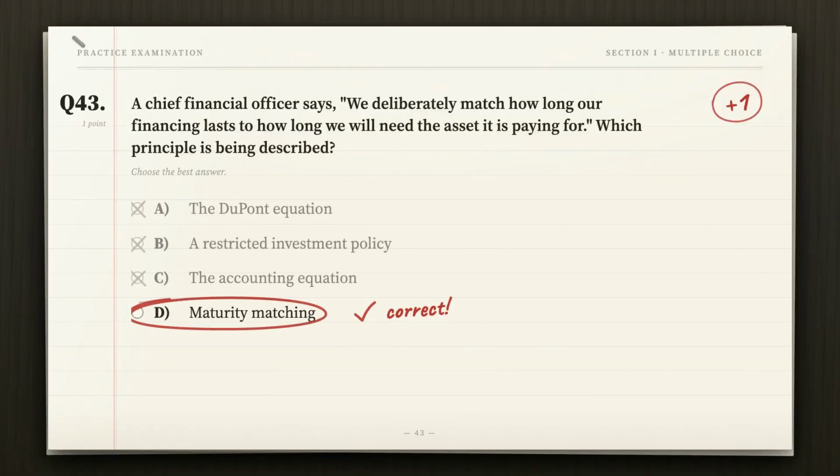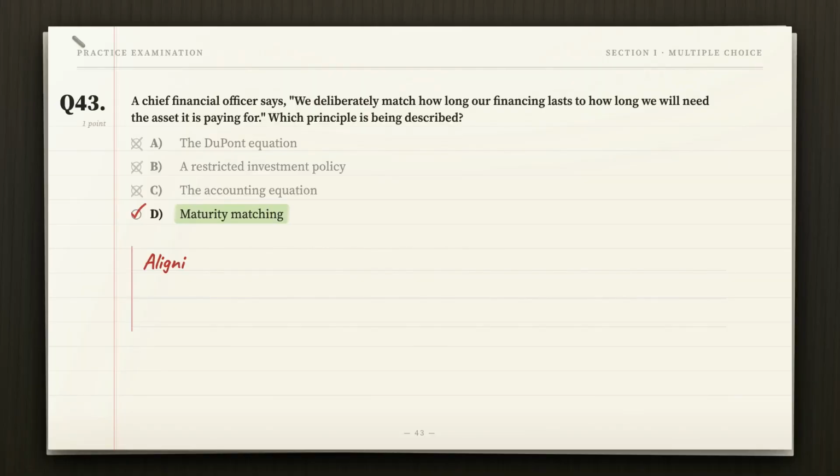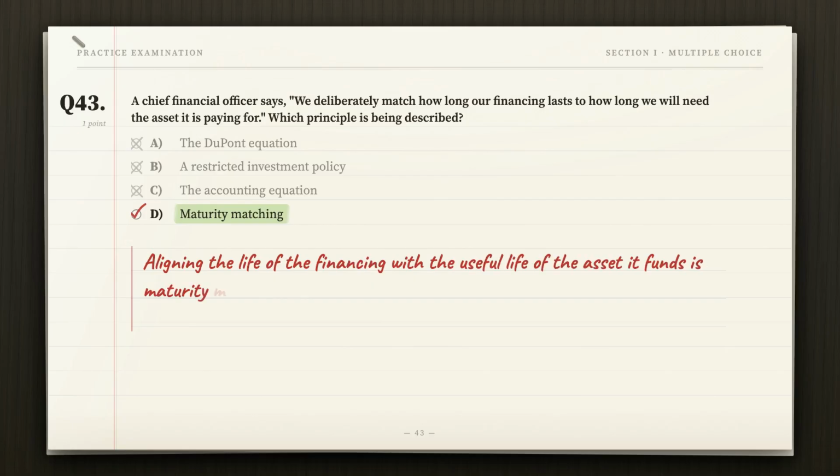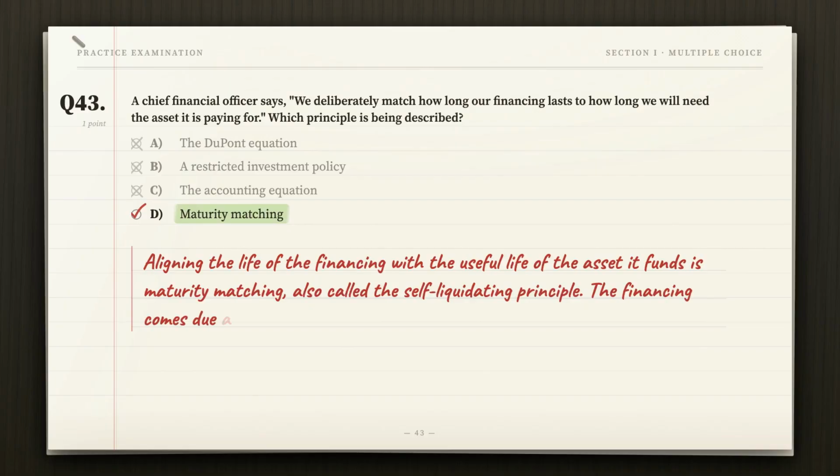The correct answer is D. Maturity matching. D is correct because aligning the life of the financing with the useful life of the asset it funds is maturity matching, also called the self-liquidating principle. The financing comes due about when the asset stops generating cash.